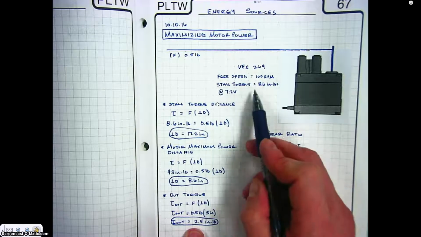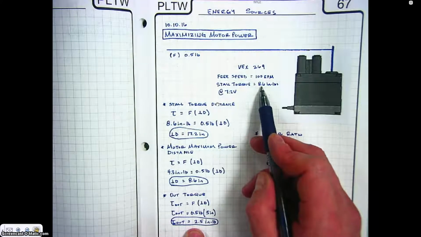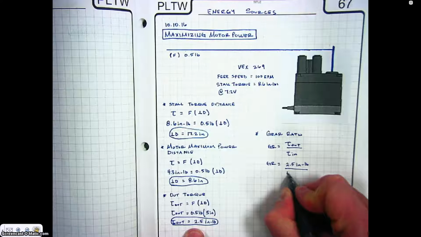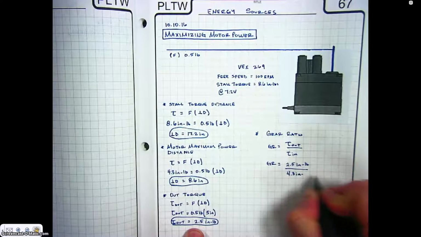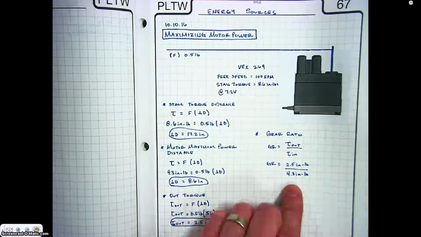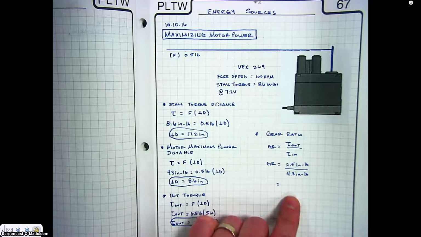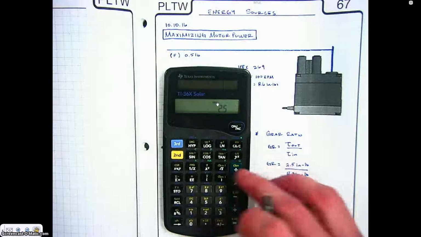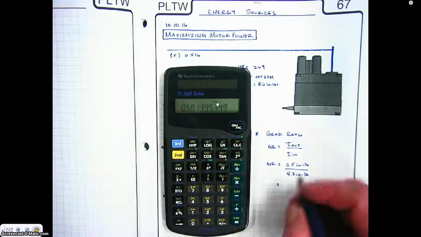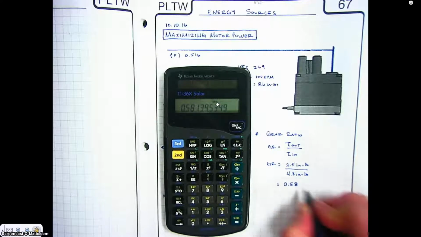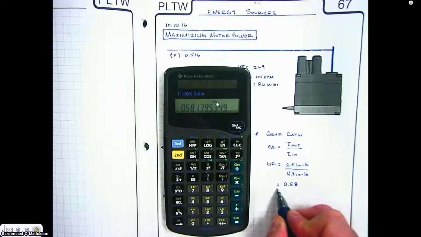Torque in, what we're putting into the system, 8.6 is our stall torque. And so again, we want our motor at maximum power. And so we're going to divide that by 2. So this will be 4.3 inch-pounds. And so I take 2.5 and I divide it by 4.3. And I get a gear ratio of 0.58. We'll just call it 0.58.